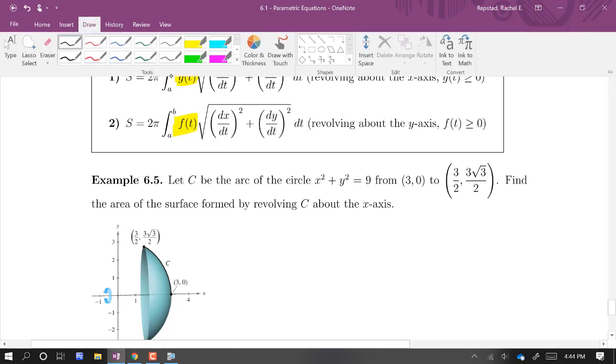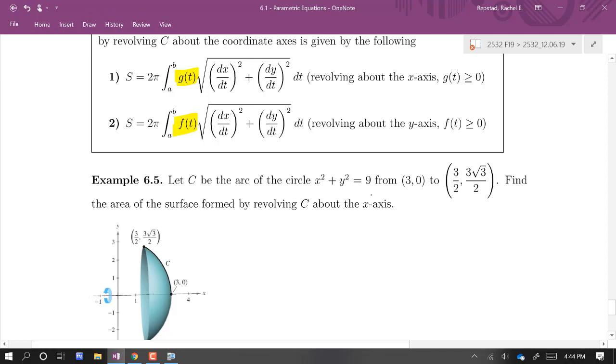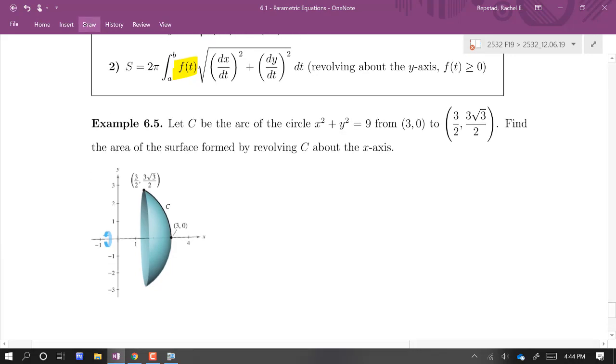You can sort of tell, this is radius 3, but if it were radius 1, that'd be 1/2, root 3 over 2, and that corresponds to pi over 3. So here's t equals 0, and this is t equals pi over 3. And we're revolving about the x-axis, so it's just this curve here, right? Just this part.